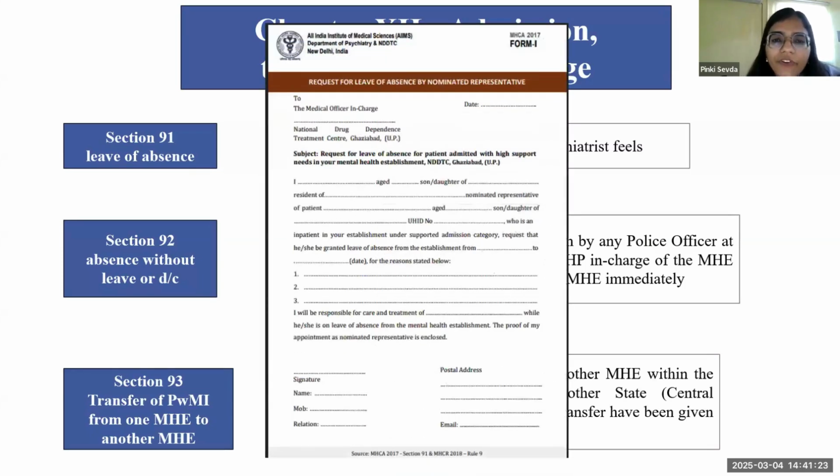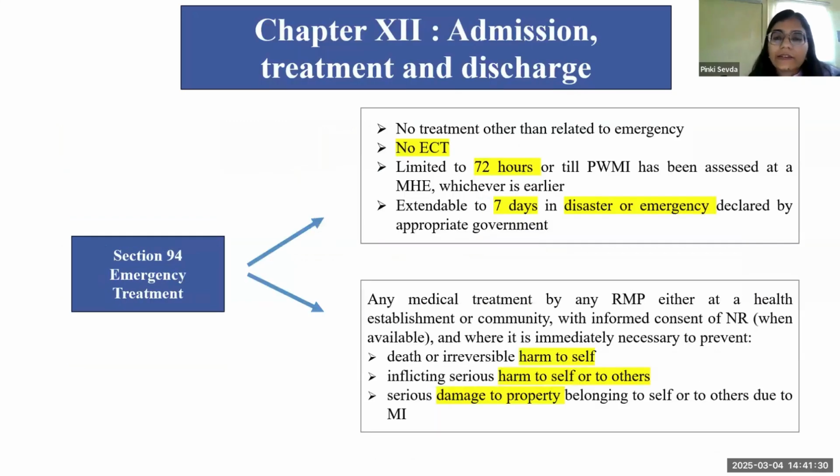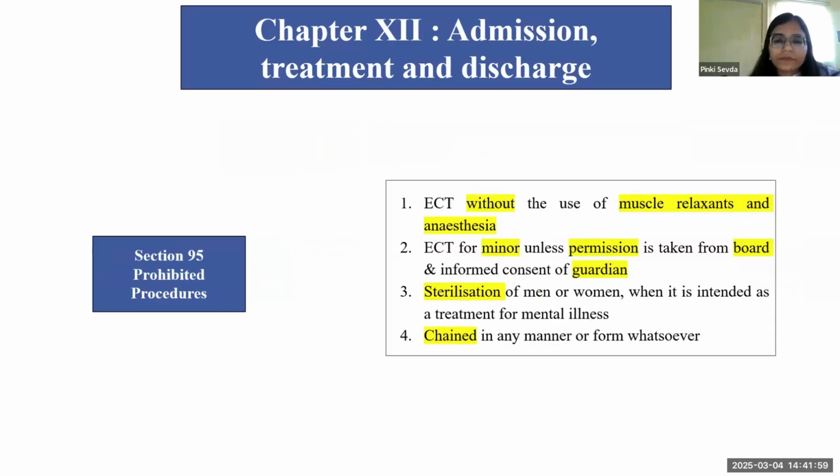So this is the form we will use from now onwards in cases of absence of leave, which will be filled by the nominated representative. And section 94 is related to emergency treatment. No treatment other than emergency treatment should be provided in this. ECT is not allowed. It is limited to 72 hours, extendable to 7 days in cases of disaster or emergency declared by the appropriate government. In section 94, we can give immediate treatment to patients with mental illness when immediately necessary to prevent death or irreversible harm to self, harm to others, or serious damage to property by the illness.